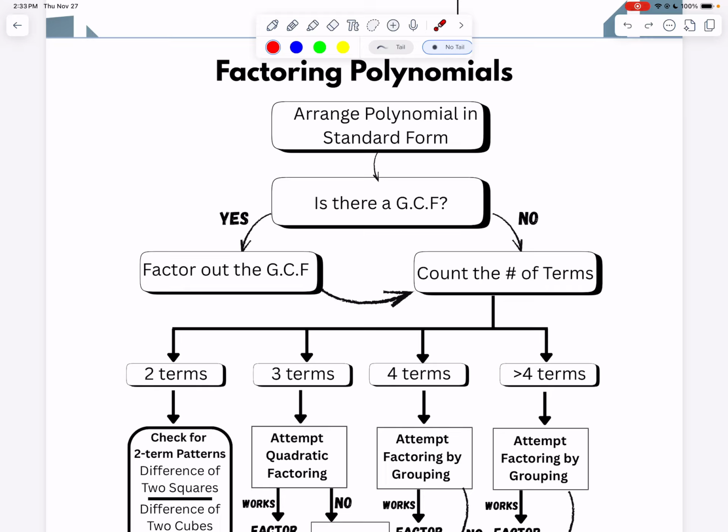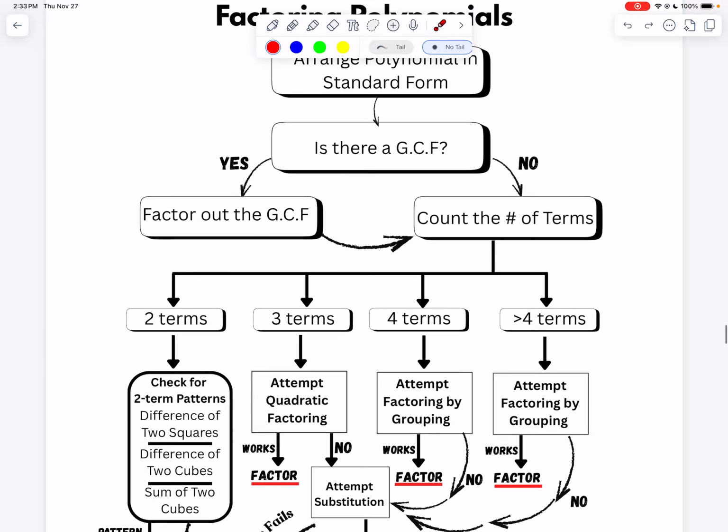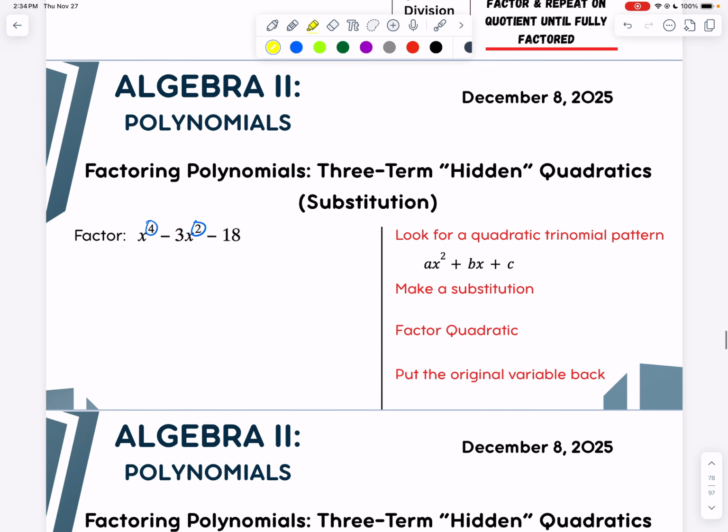All right, so before you get started on factoring any polynomial, the first thing you always want to do is make sure that polynomial is in standard form. Then you want to factor out a GCF if there is one. And once you've done that, then you have to count the number of terms. All right, so in this video, we are going to be focused on three-term quadratics.